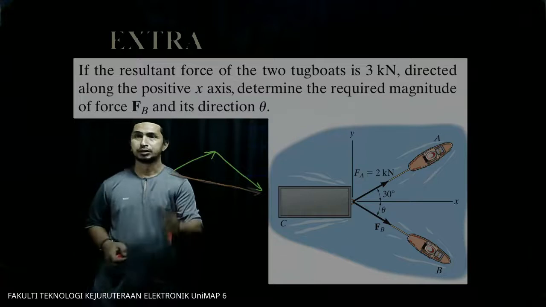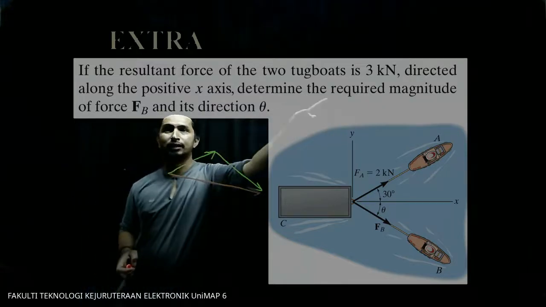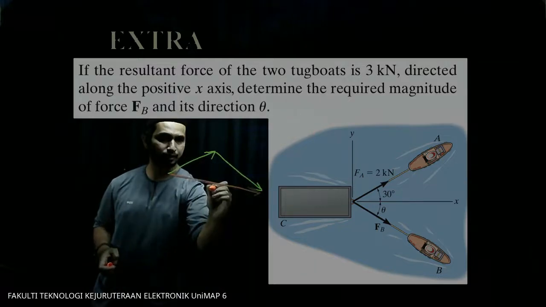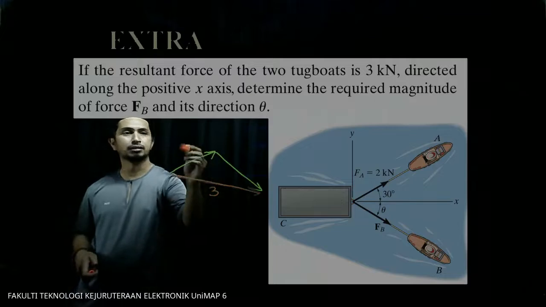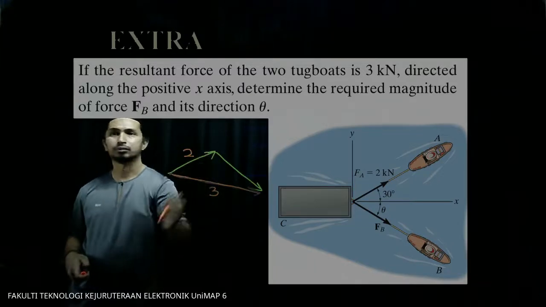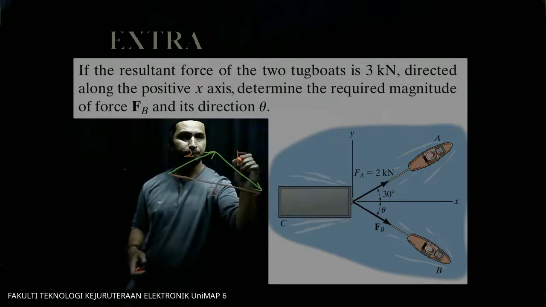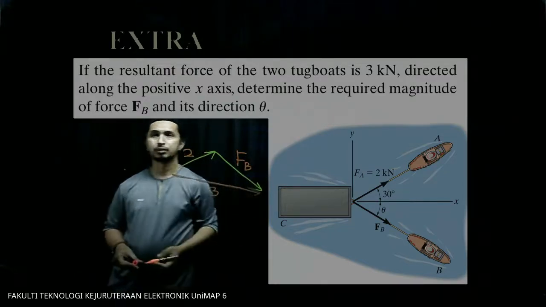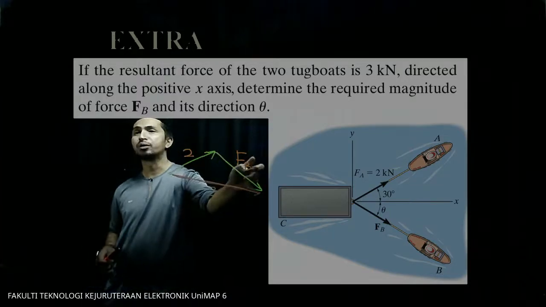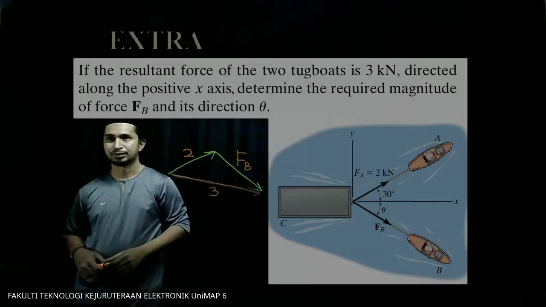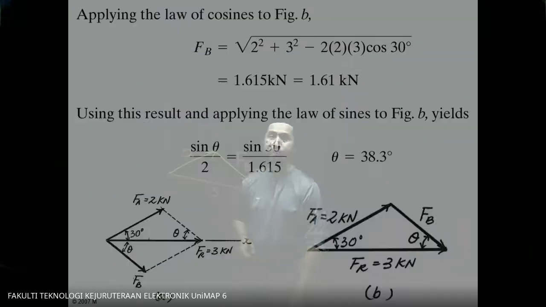Okay. So it states that the resultant force is 3 kilonewton. So this is 3. FA is 2. This is FB, the unknown value that we want to find. So how do you put that angle?